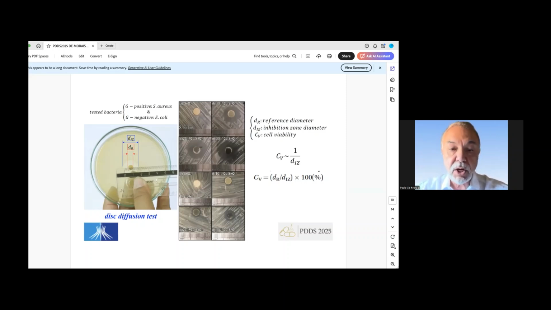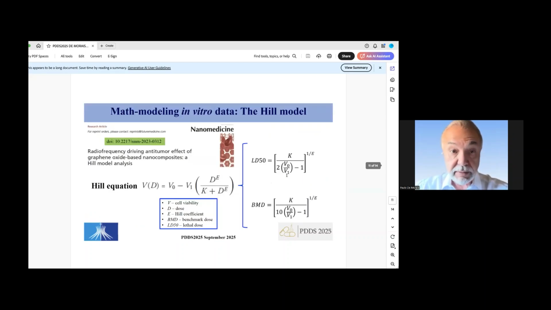coli. So we measure the DIZ, which is the inhibition zone diameter, and then we argue that the cell viability scales with the inverse of this inhibition zone diameter. We can normalize this. We can use the reference diameter to normalize the data. So we can measure the cell viability as a function of the inhibition zone diameter. So then we can use the Hill model to make the fitting of the experimental data.